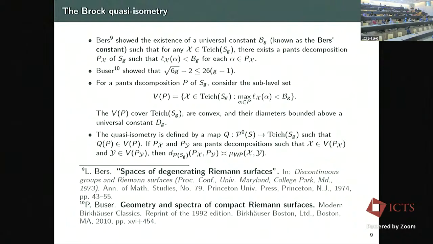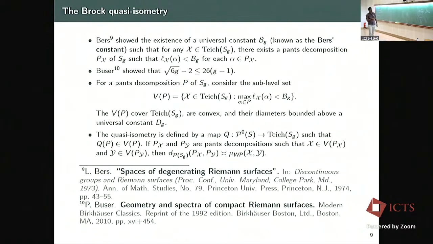So let me say a little bit about this quasi-isometry. How does this work? Brock showed that there is a universal constant, called the Bers constant, such that if you take any structure in Teichmüller space, then you can always find a Pants decomposition, P_X, the length of whose curves are bounded above by this constant. And this constant is universal because it depends only on the genus.